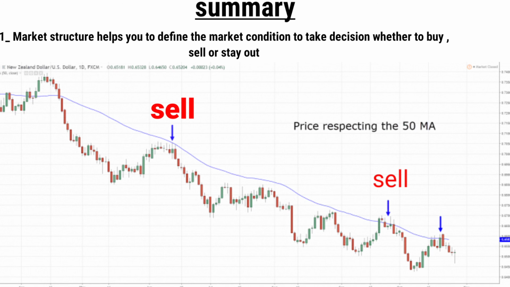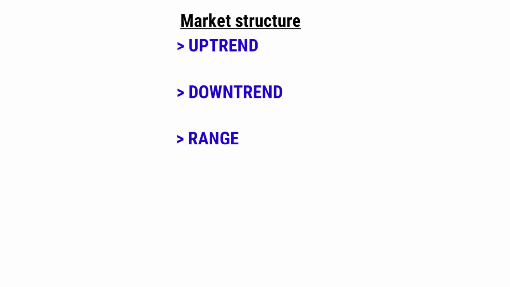And always remember that your market structure consists of uptrend, downtrend, and range market. In an uptrend, you only buy. In a downtrend, you only sell. In a range market, you draw your support and resistance. You sell at resistance and buy at support.